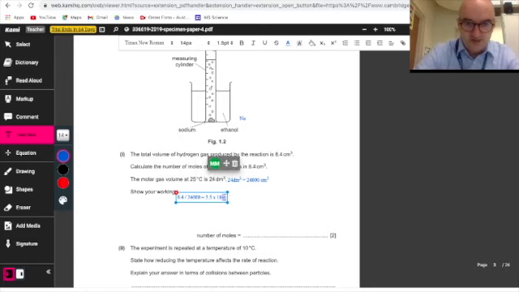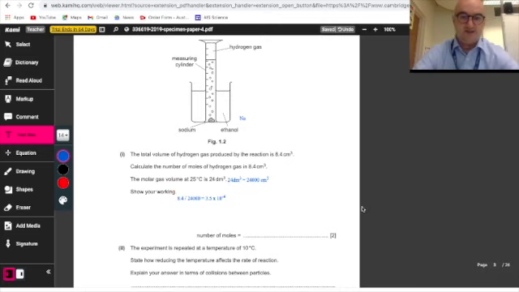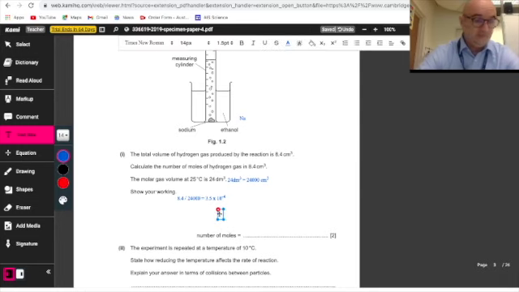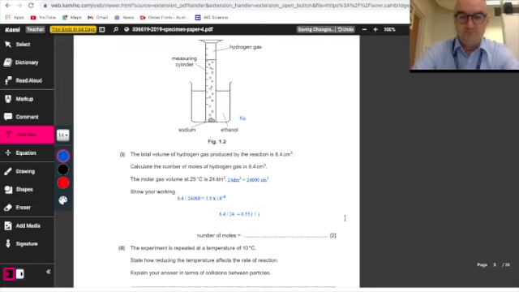So I always use standard notation in science. That's how scientists communicate, and that's the correct way to do it. They would give you 2 marks for that. If you just did 8.4 over 24 and forgot the units conversion, so you ended up with 0.35, you would have got 1 mark for that. Just so you know.